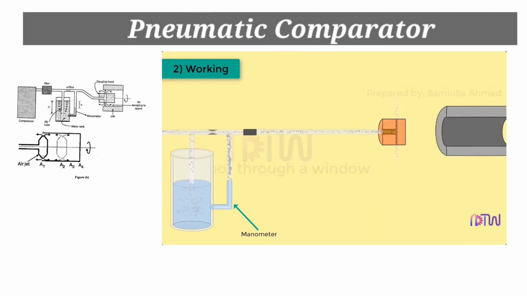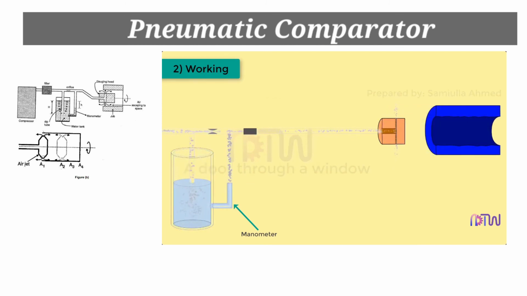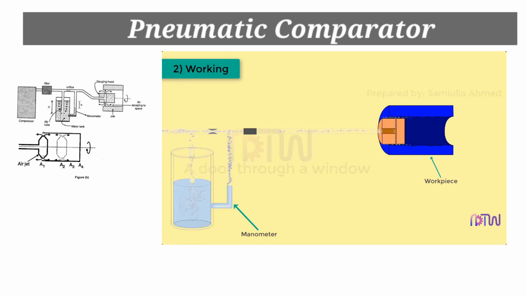At first, a standard workpiece is taken in which the internal wall is perfectly flat. This standard workpiece is used to calibrate the pneumatic comparator. Using this standard workpiece, the water height in the manometer is adjusted so that it is equal to the height of water in the tank. This standard workpiece is known as a reference workpiece because it is used to get the reference pressure in the manometer.